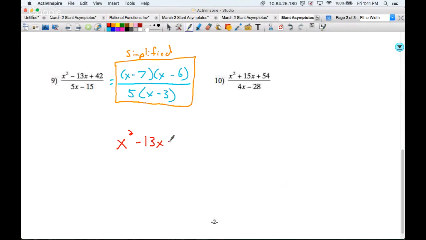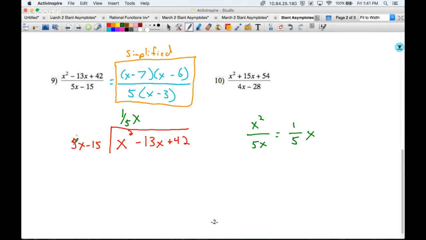So write the top underneath a long division symbol. Write the bottom outside of that long division symbol. Don't use the factored form at all, use the actual standard form. Now I ask myself, 5x times what equals x squared, the biggest term over here. Well, if I can't figure it out, I could do x squared divided by 5x and then simplify. That simplifies to just 1/5 x. So it's 1/5 x.